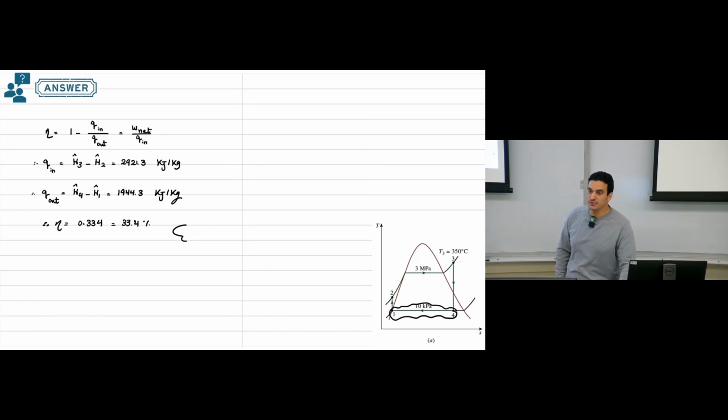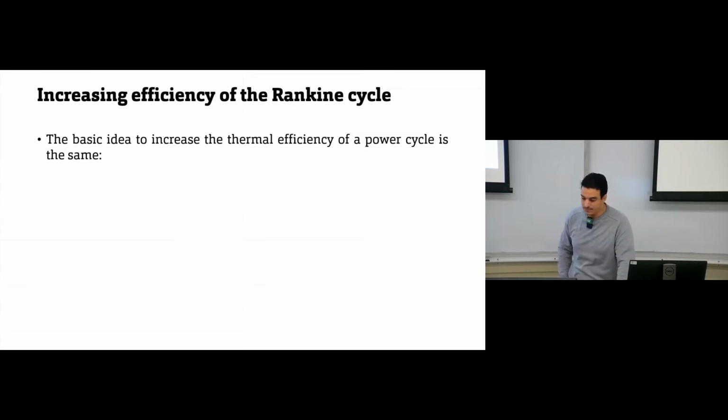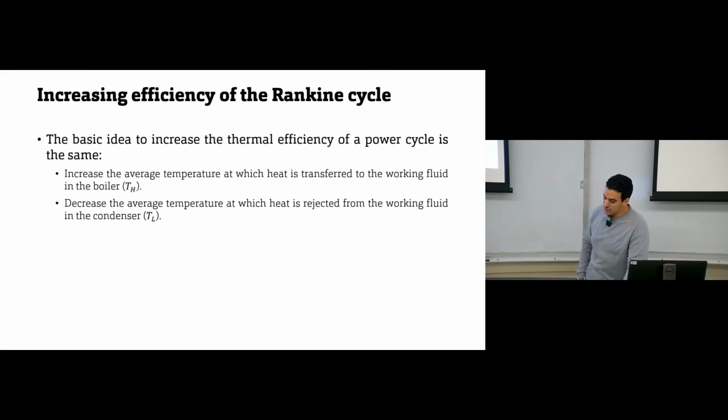So what can we learn from this example? This example teaches us there are different methods we can apply to the Rankine cycle, and by any of these methods we can increase the efficiency. Okay, and how can this happen?